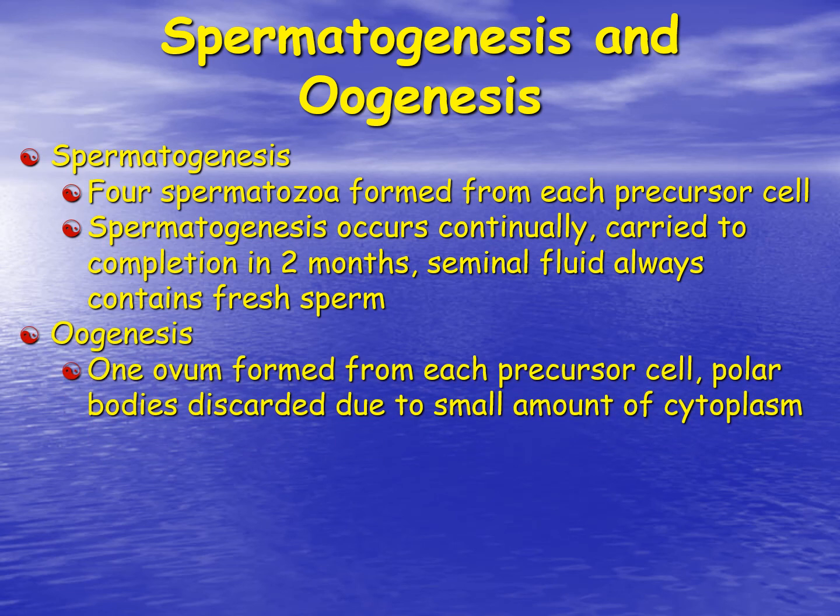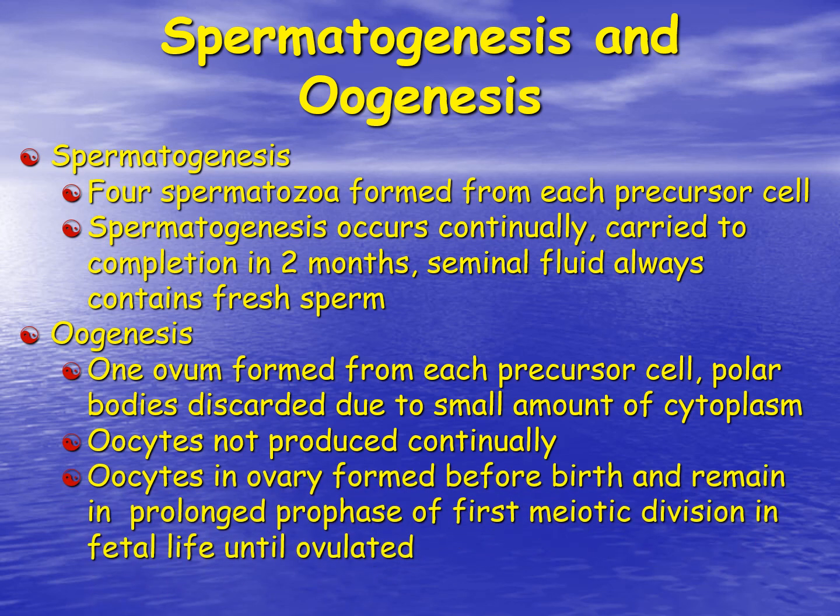In oogenesis, one ovum will be formed from each precursor cell, and the polar bodies will simply be discarded due to the small amount of cytoplasm that they receive during the meiotic divisions. Oocytes are not produced continually. Oocytes in the ovary form before birth and are arrested in prophase I, and will remain in that prolonged prophase of the first meiotic division from fetal life until ovulated and fertilized.